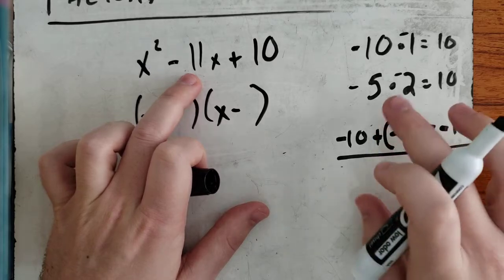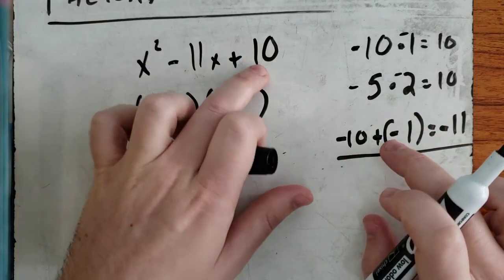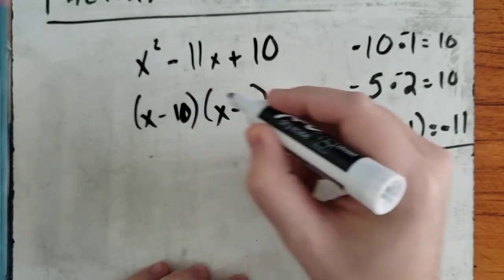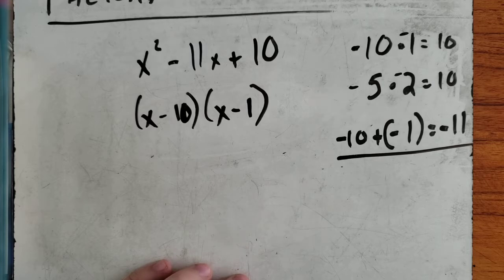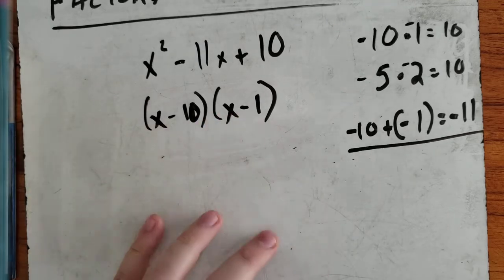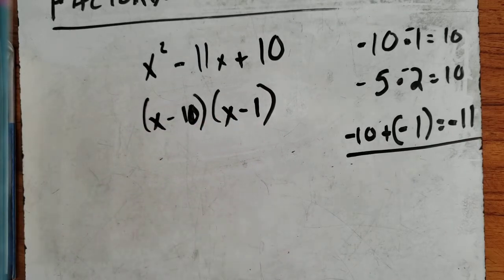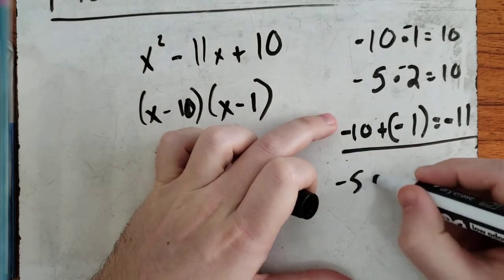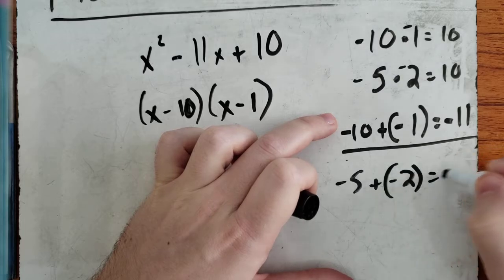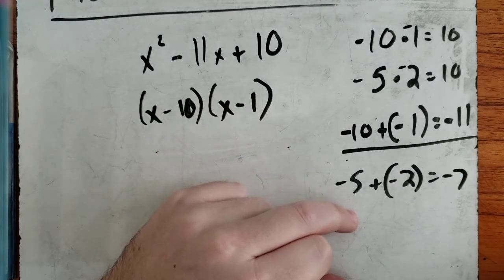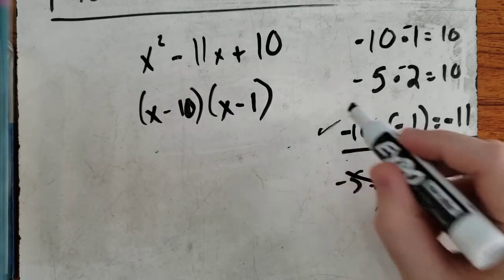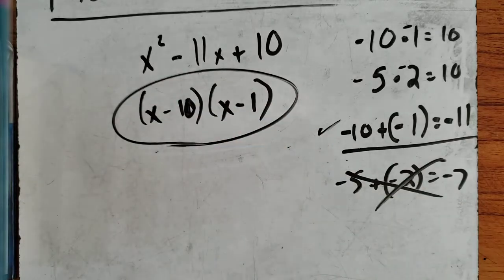When we multiply negative 10 and negative 1, we get a positive 10. So our answer is 10 and 1: X minus 10, X minus 1. Now if we look at our other two numbers, negative 5 plus negative 2, just to show you, when you add those, you're going to get a negative 7. Well, we need negative 11, so that doesn't work. That's how we know this one works. This is our final answer: X minus 10 and X minus 1.